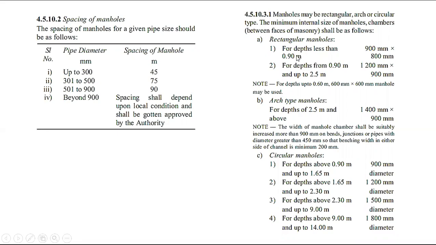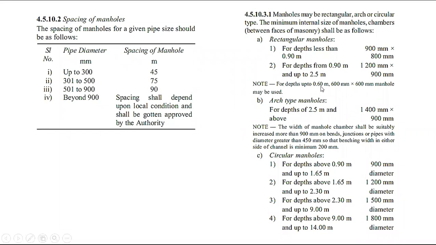For depth lesser than 0.9 meter, you can give 900 mm length into 800 mm width. And for depth more than 0.9 meter and up to 2.5 meter, you have to maintain length 1.2 meter and width 0.9 meter for the rectangular manhole. Nowadays we are not providing rectangular manholes, only square and round. Already this standard was prepared long back, they are keeping it like this only.